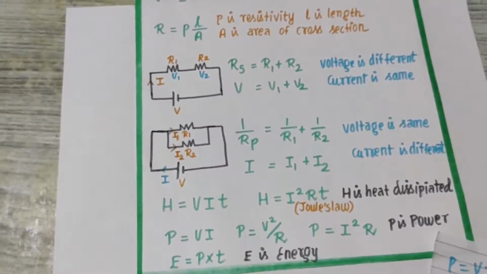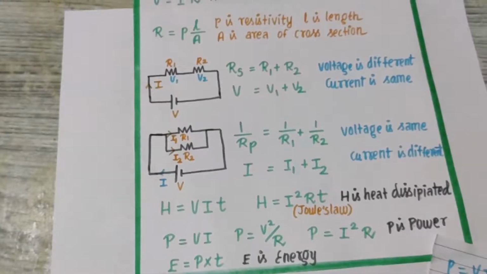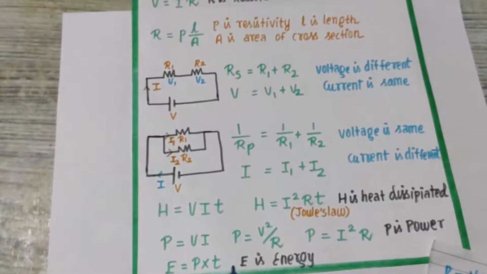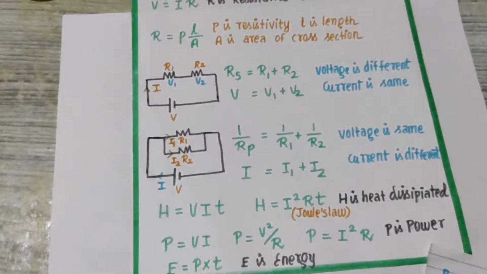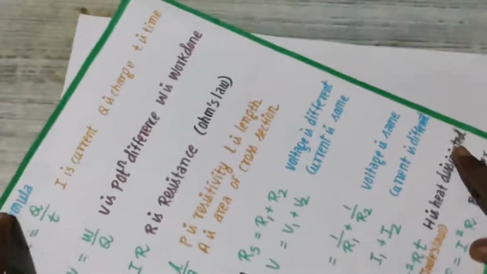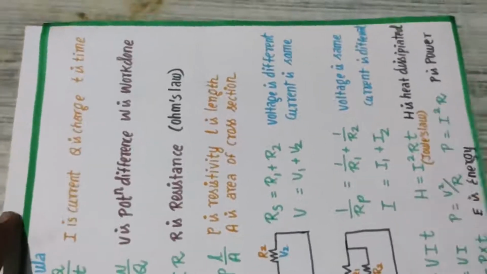Then at last you have to calculate this last formula. Sorry, E is equal to P into T. Energy is the product of power and time. Okay, hope you got everything correct. These are the important formulas which we have for your term 2 exam.